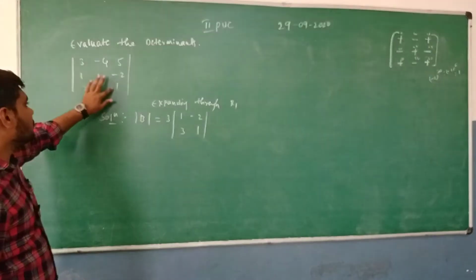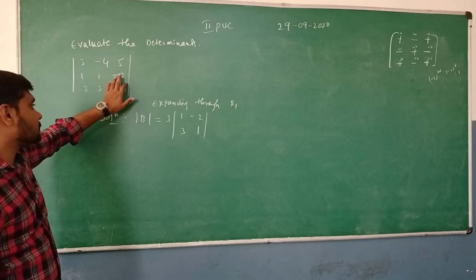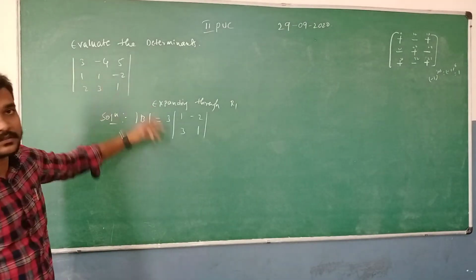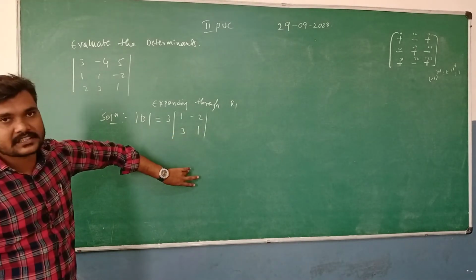So 3 into 1 into 1, that's going to be 1, plus 6, that's going to be 7. So 3 into 7, that's going to be 21. Then the value, we directly write 21.